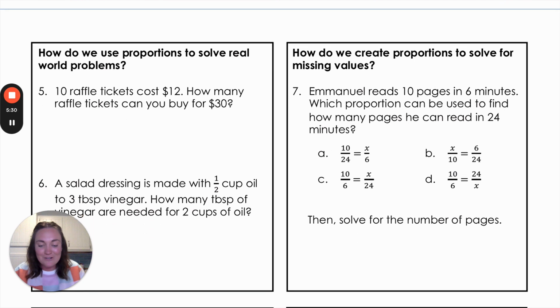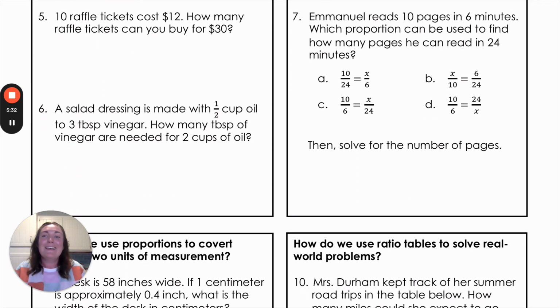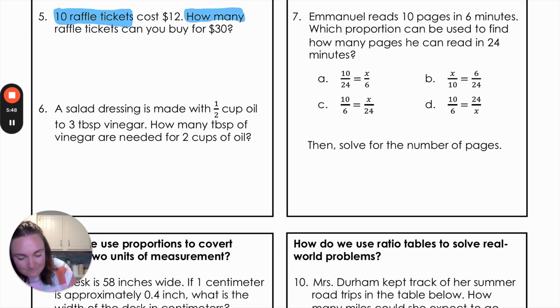Let's go ahead and try some of these together. So number 5 up here, 10 raffle tickets cost $12. How many raffle tickets can you buy for $30? So I've got 10 raffle tickets. I've got how many raffle tickets? So we know that's going to be my variable x somewhere, right? And then I've got $12 and $30. So we've got those 3 numbers and my variable from the problem.